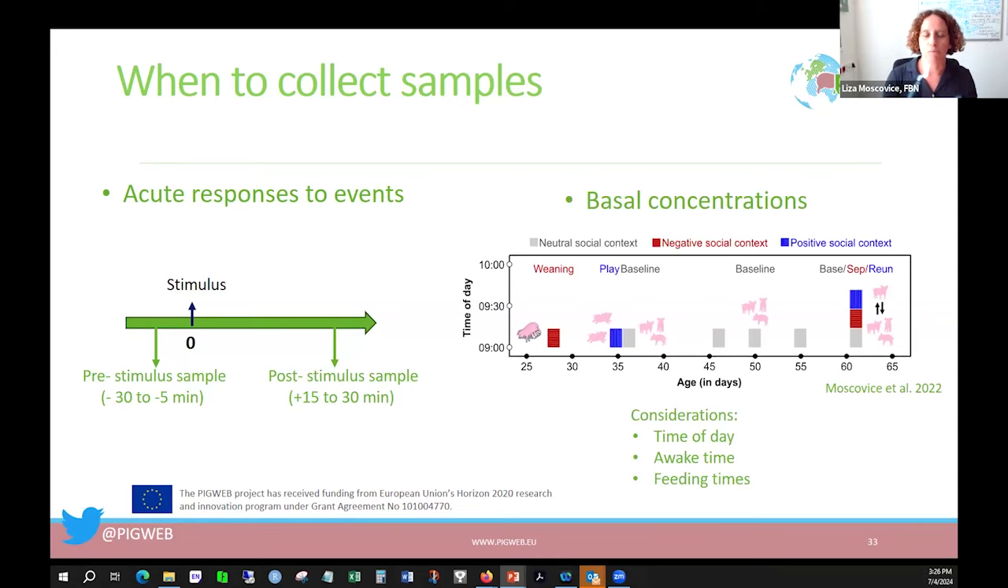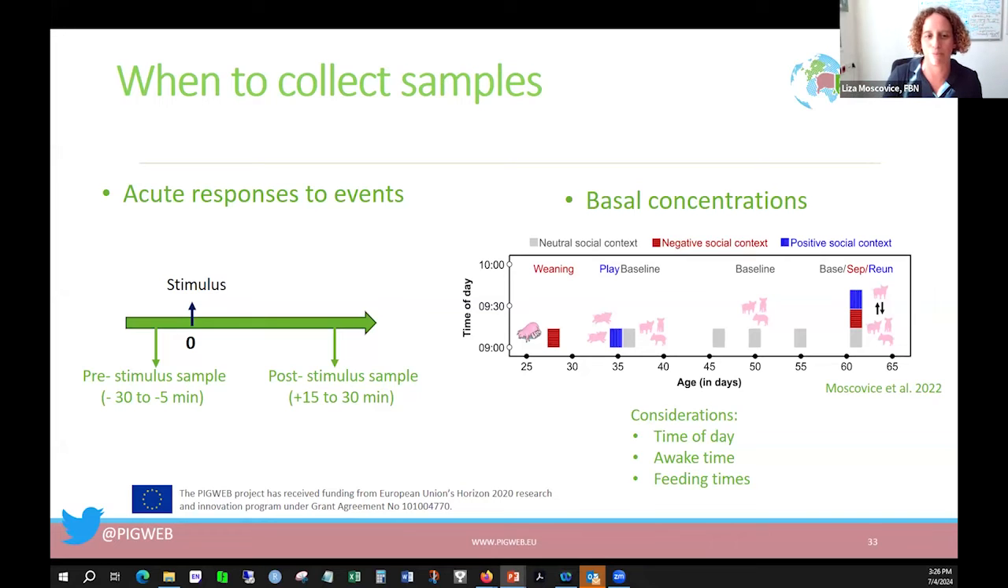If you're interested more in basal concentrations, this is an example from a study we did. So in gray, you can see the different days that I'm collecting. Actually, on those there's 2 saliva samples from the pigs. And so I'm collecting 2 samples because I want to actually match the timing with when I'm collecting pre and post samples from the other stimuli that I'm interested in. And I'm collecting them across different days of the pigs' lives. You can see that, so it's not just on one day.